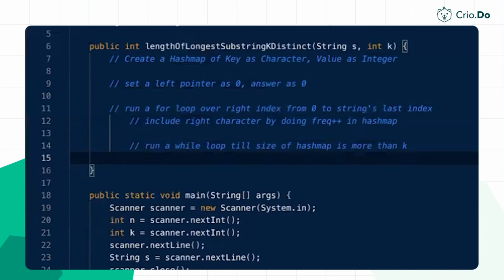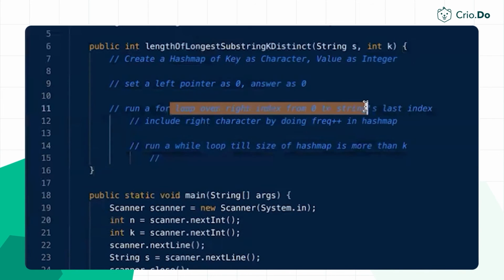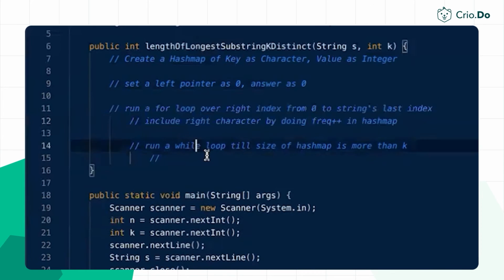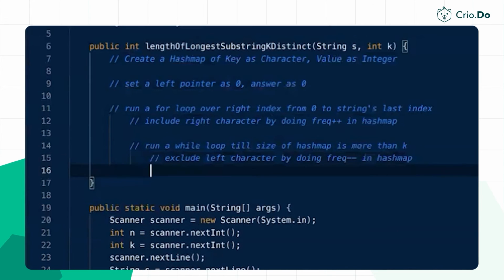And the discarding loop will be on the left pointer. The outer loop is for including, which is right. The inner loop is for discarding, which is on left. And we will keep on discarding by doing frequency minus minus. So exclude the left character by doing frequency minus minus in the hash map. But check if the frequency is 0, then delete the key value pair.